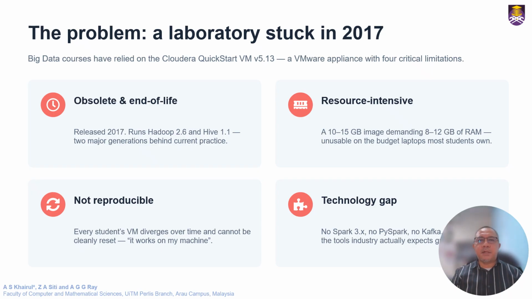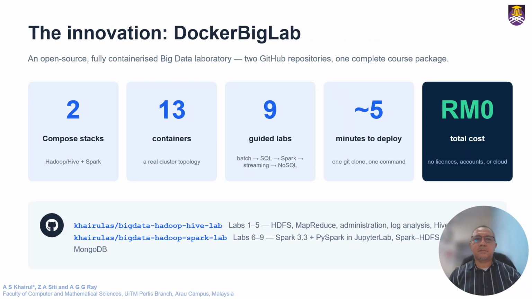For years, big data courses have depended on the Cloudera QuickStart virtual machine. That platform is now end of life. It still runs Hadoop 2.6 and Hive 1.1, technology from 2015. It demands up to 12 GB of RAM, which the budget laptops of our students simply cannot provide. Every student virtual machine slowly drifts and cannot be cleanly reset, and it offers no Spark, no Kafka, no MongoDB, the very tools industry expects our graduates to know.